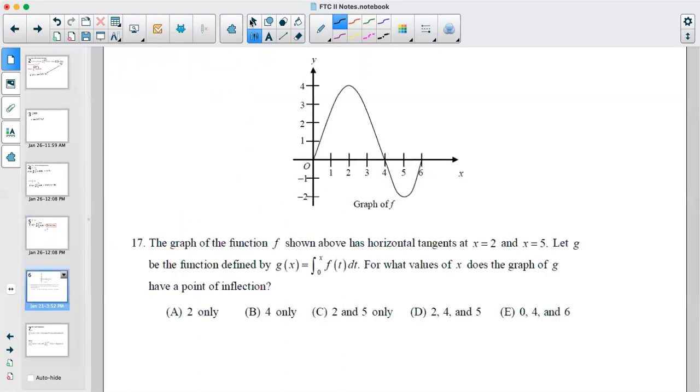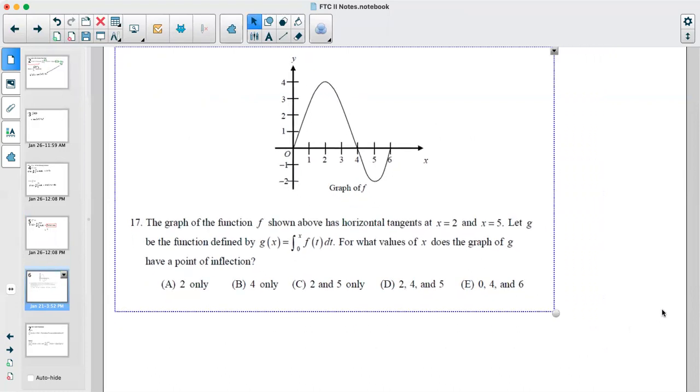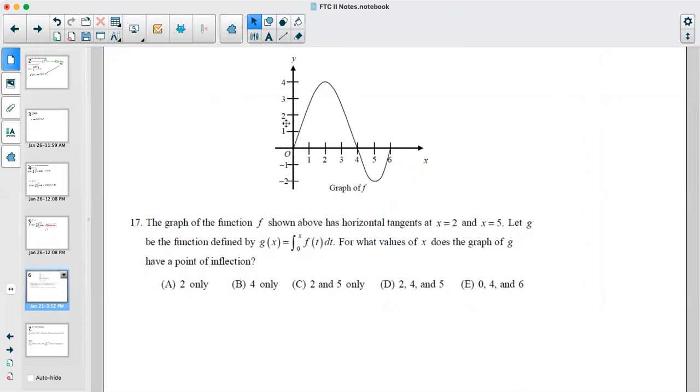And this is a different way to think about this. I wanted to do one of these because this is like an AP question. And they give you a graph of a function which is called f. And they tell you that it has horizontal tangents at 2 and 5, which means that like this is a max and this is a min basically.